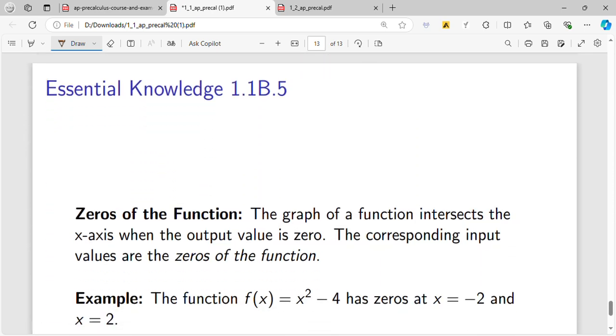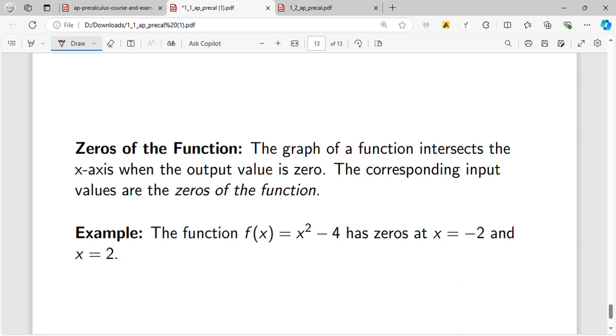Now what are the zeros of the function? A graph of the function intersects the x-axis when the output value is 0. For example, f of a equals 0. Now this a, the value of x which made the function equal to 0, that is what we call a zero of the function.